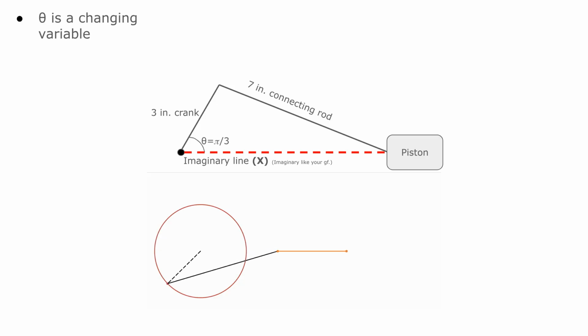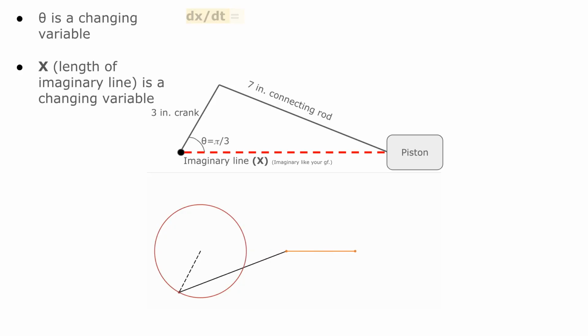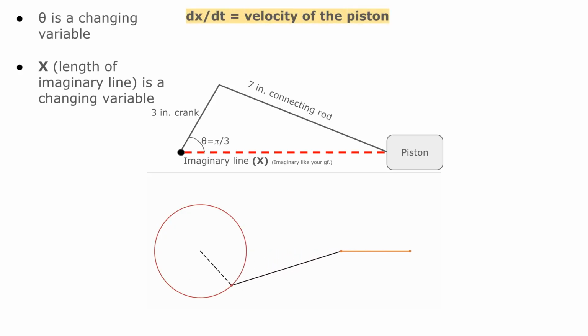Now, could it be the case that the rate at which this imaginary line changes length is equal to the velocity of the piston? And yes, that is the case. The velocity of the piston is the rate at which the base of this triangle changes length. This is a key realization, one that isn't very obvious.